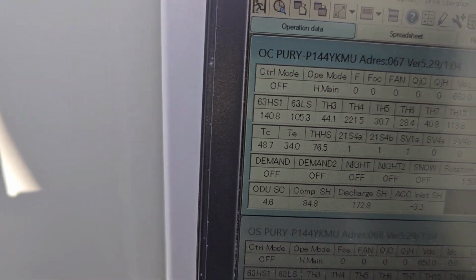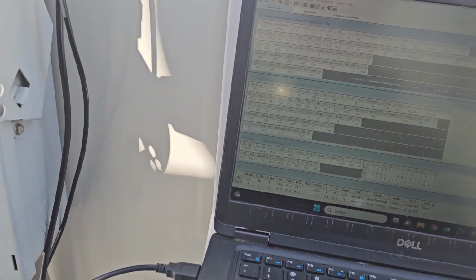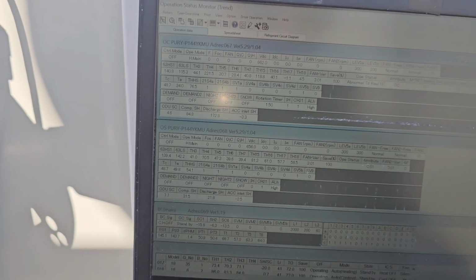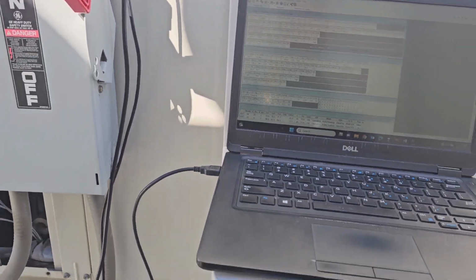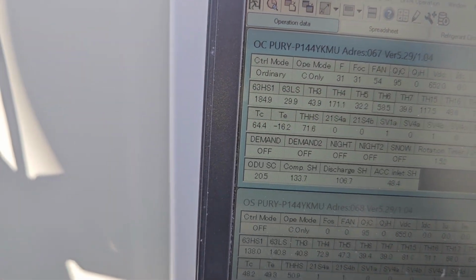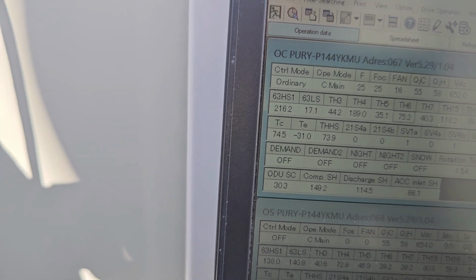Our target condensing, or our TC, it's the condensing temp. Target in heating is 120. When we're in cooling, its target is 100 degrees minimum with 18 degrees over ambient. So if it's 100 degrees outside, expect to see your TC at around 118. So we're still running at this point.